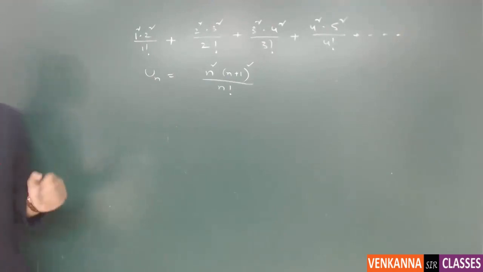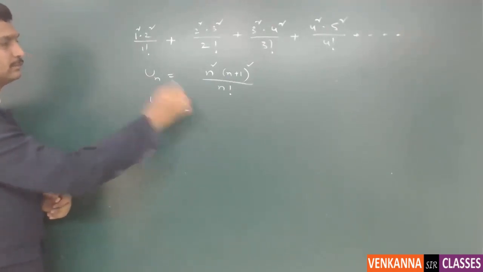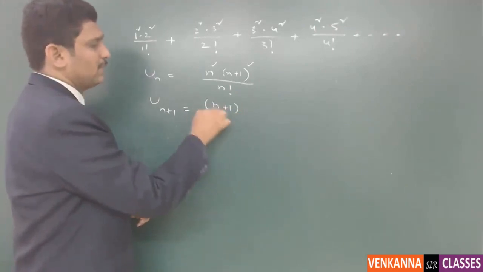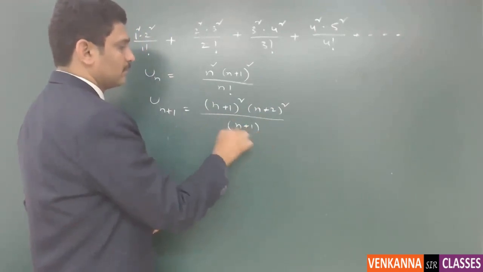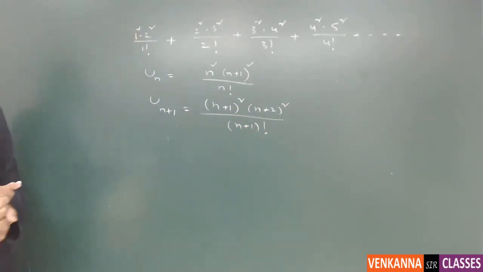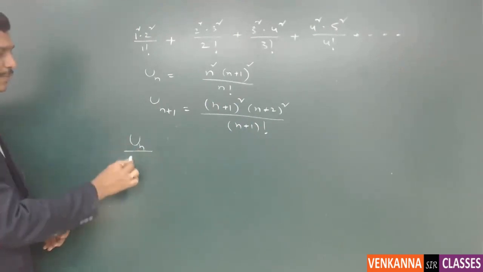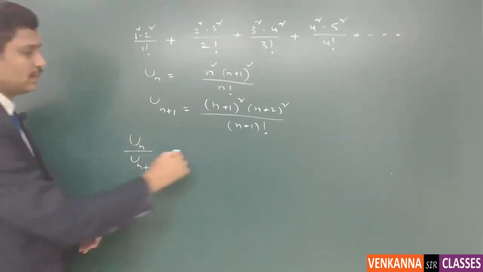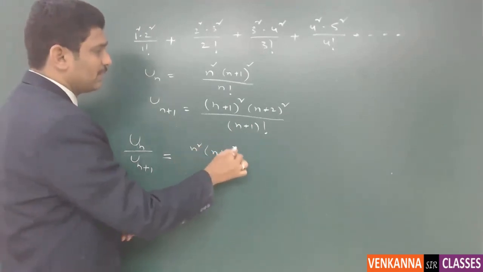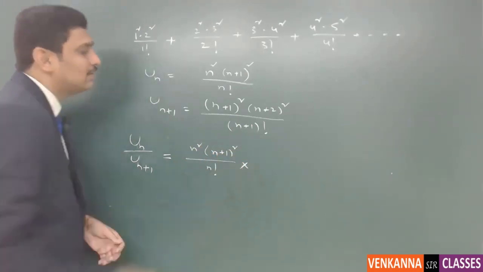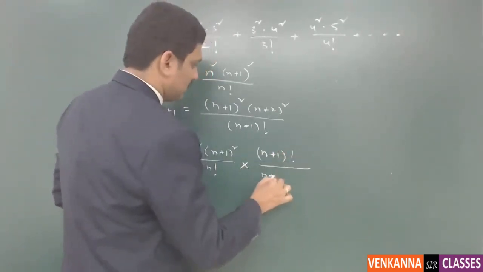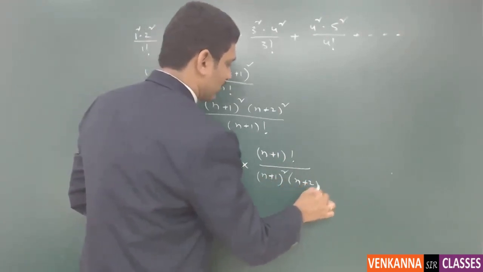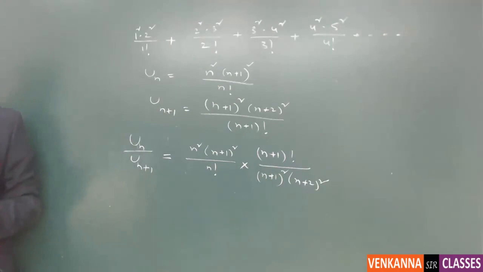So if you calculate the next one, un plus 1, it will be n plus 1 whole square into n plus 2 whole square by n plus 1 factorial. So let us calculate the same thing, un by un plus 1. So n square into n plus 1 whole square by n factorial into n plus 1 factorial by n plus 1 whole square into n plus 2 whole square. Accepted all? Un by un plus 1.